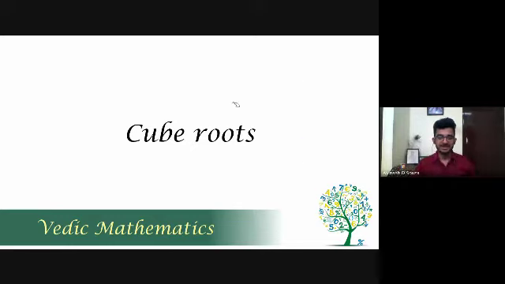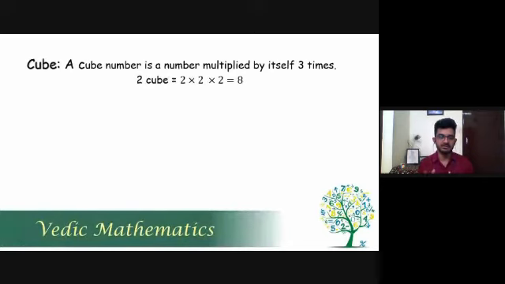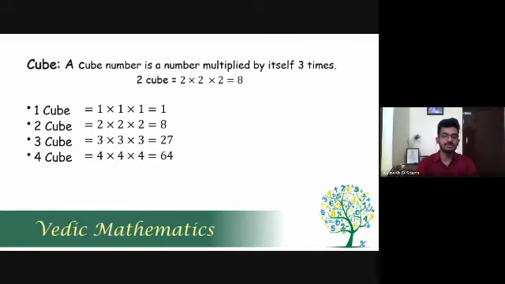So before we begin with the basics, I believe that you all know the meaning of cubing a number. Cubing a number means you have a number and you multiply it by itself three times. As an example, for 2 cube, it is 2 into 2 into 2, which is 8. So 1 cube is simple, you get 1 itself. 2 cube, 2 into 2 into 2, is 8. For 3 cube, you get 27. For 4 cube, you get 64. And 5 cube, 5 into 5 into 5, is 125.